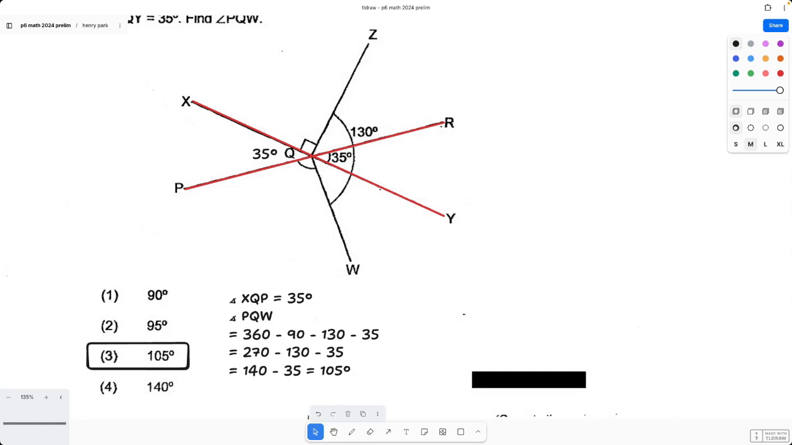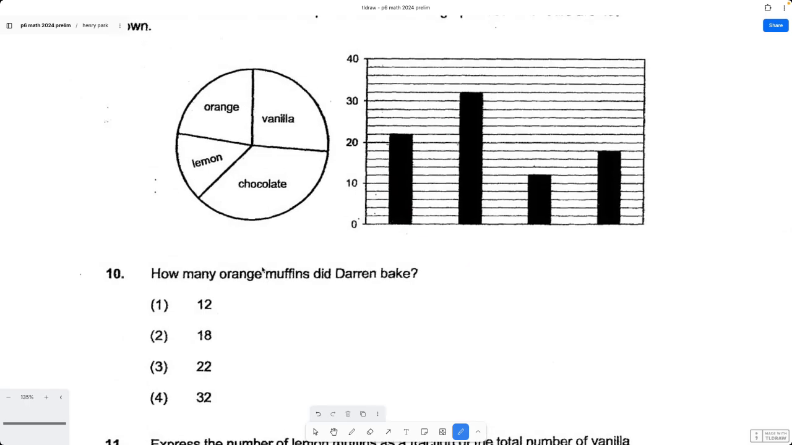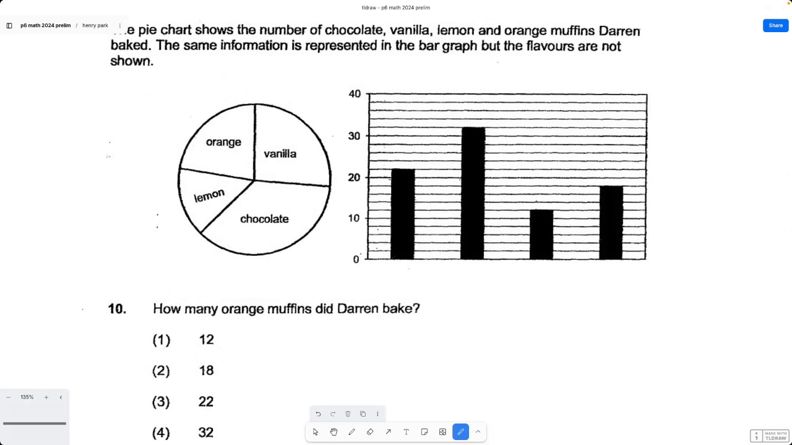Okay, let's move on to the next question. Question number 10. Use the information below to answer questions 10 and 11. The bar chart shows the number of chocolate, vanilla, lemon, and orange muffins Darren baked. The same information is represented in a bar graph, but the flavors are not shown. How many orange muffins did Darren bake?